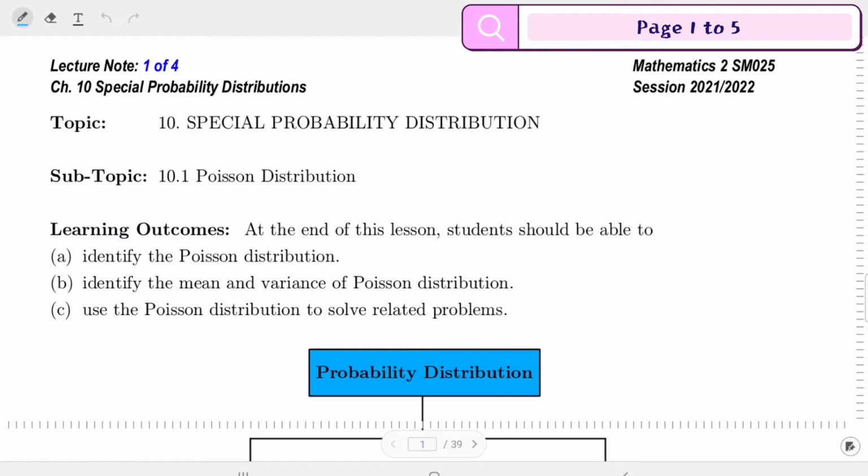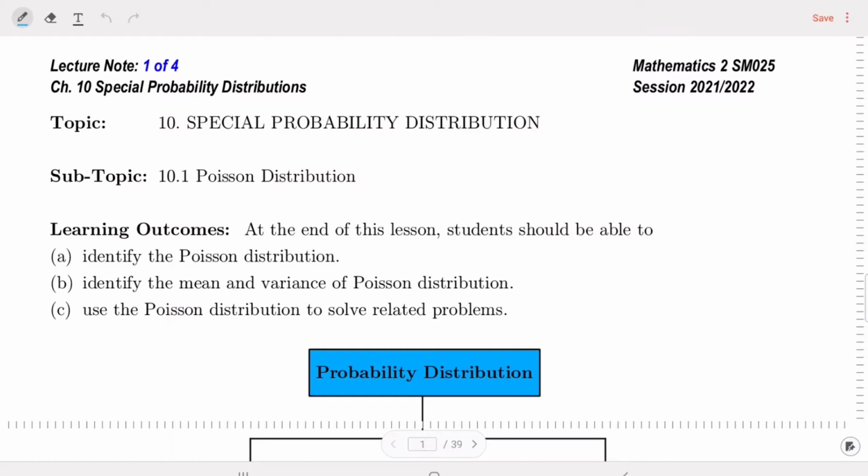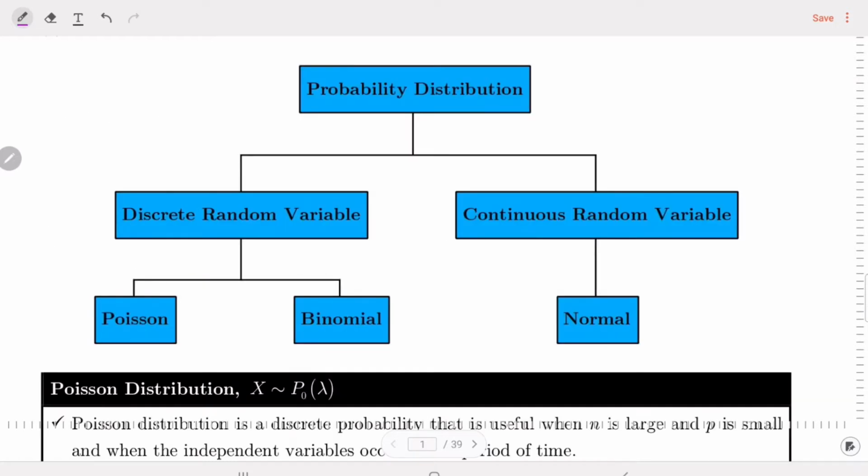Learning outcomes. At the end of this lesson, students should be able to identify the Poisson distribution, identify the mean and variance of Poisson distribution, and use the Poisson distribution to solve related problems. In this topic, we are going to learn about three different types of distributions, which are Poisson distribution, binomial distribution, and also normal distribution.